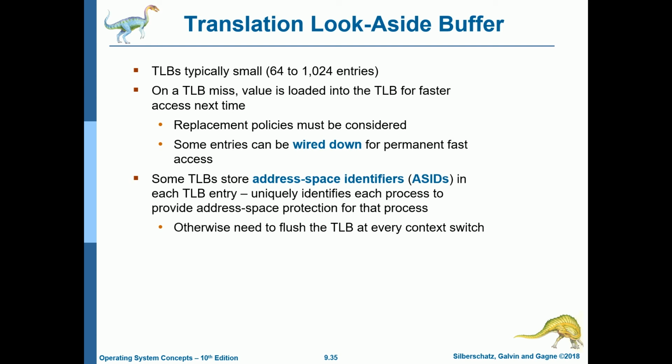Some TLBs store what's called an Address Space Identifier, ASID. In each TLB entry, an ASID uniquely identifies each process and is used to provide address space protection for this process. When the TLB attempts to resolve a virtual page number, it ensures that the ASID for the currently running process matches the ASID associated with its virtual page. If they do not match, the attempt is treated as a TLB miss.